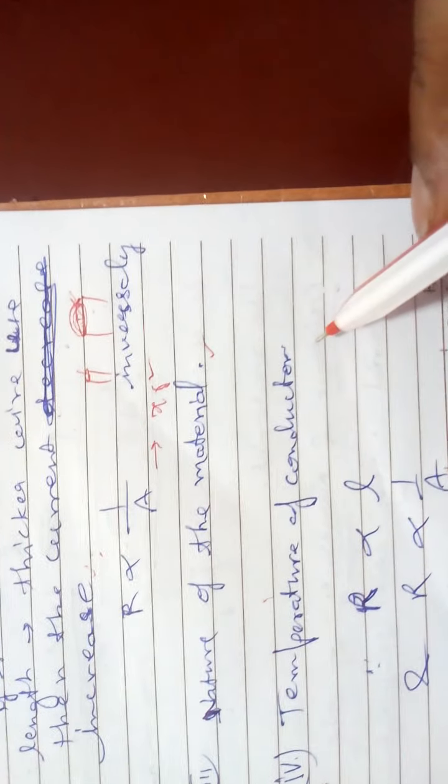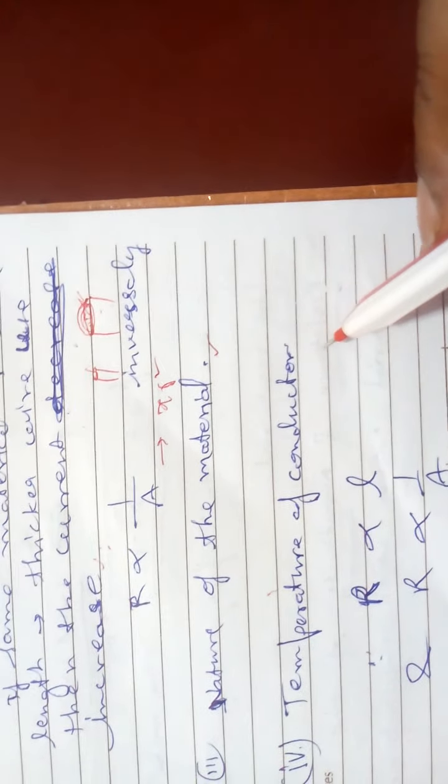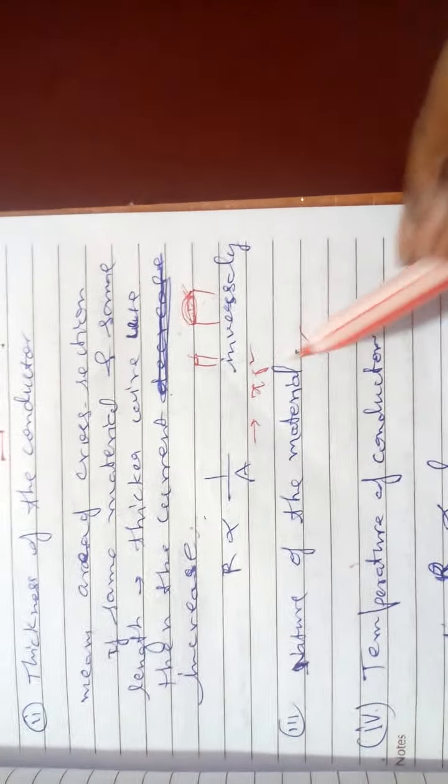Third, the nature of the material. When you change the nature of the material, the resistance also changes, since some metals are soft, some hard. Fourth, the temperature of the conductor: when you increase or decrease it, the resistance also changes. So there are four factors.